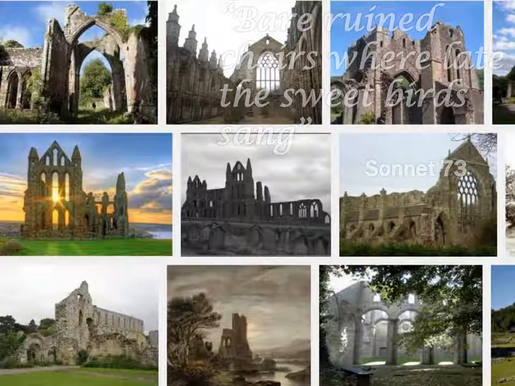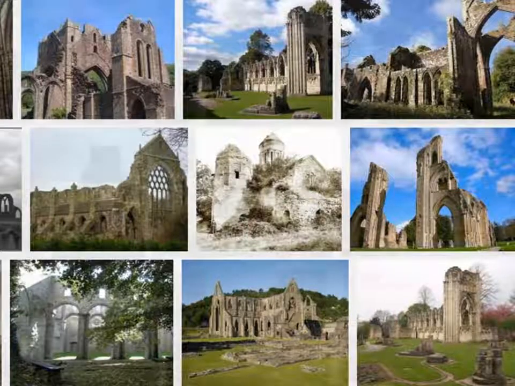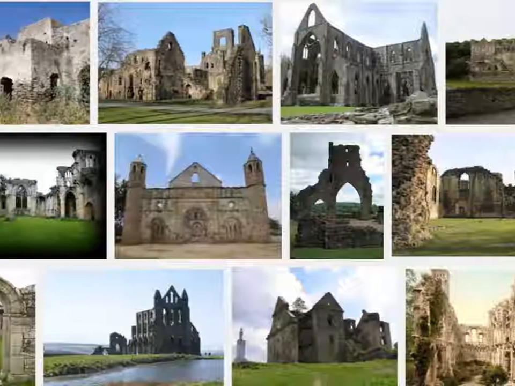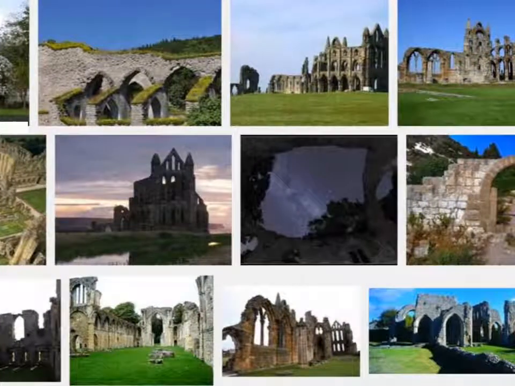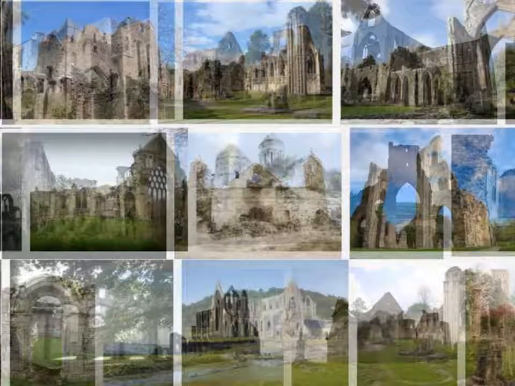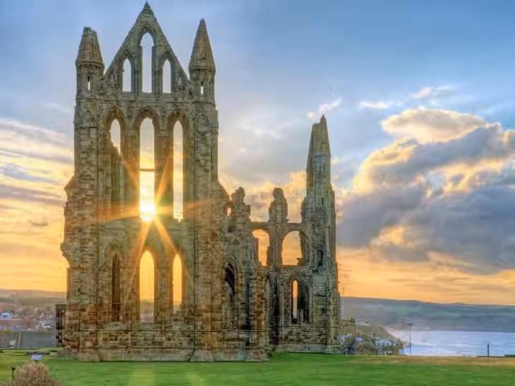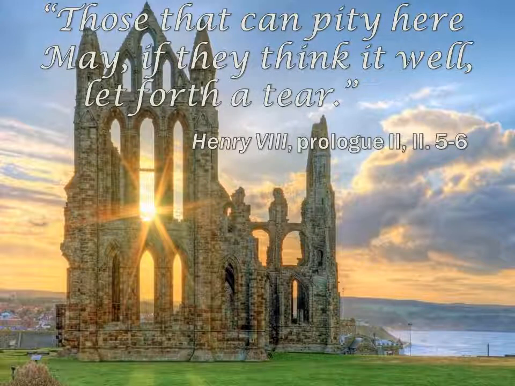Okay, here we can see some of those ruins. As I say, many of them in England, but some of them are in other parts of Europe. And these are all still standing. And show us a culture, a society, or a level of society that has passed into history. And some more words of Shakespeare here from the play Henry VIII. Those that can pity here may, if they think it well, let forth a tear.